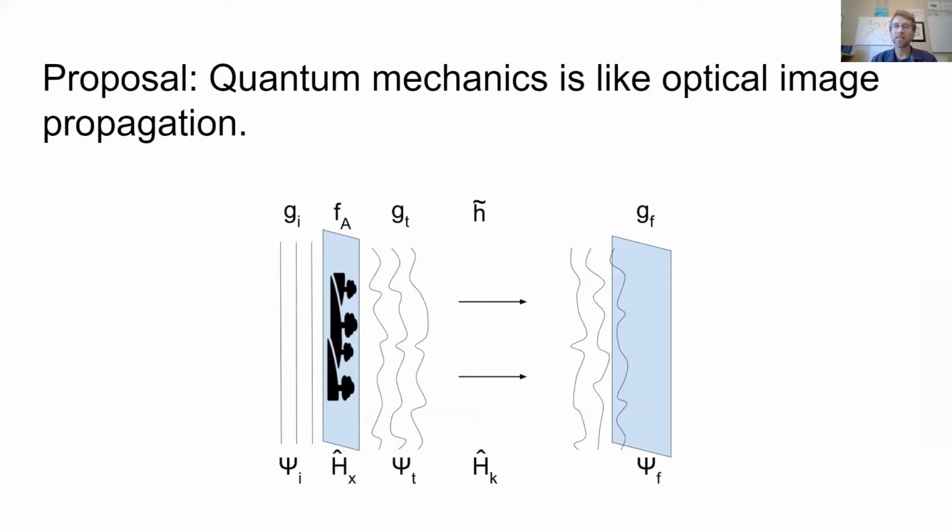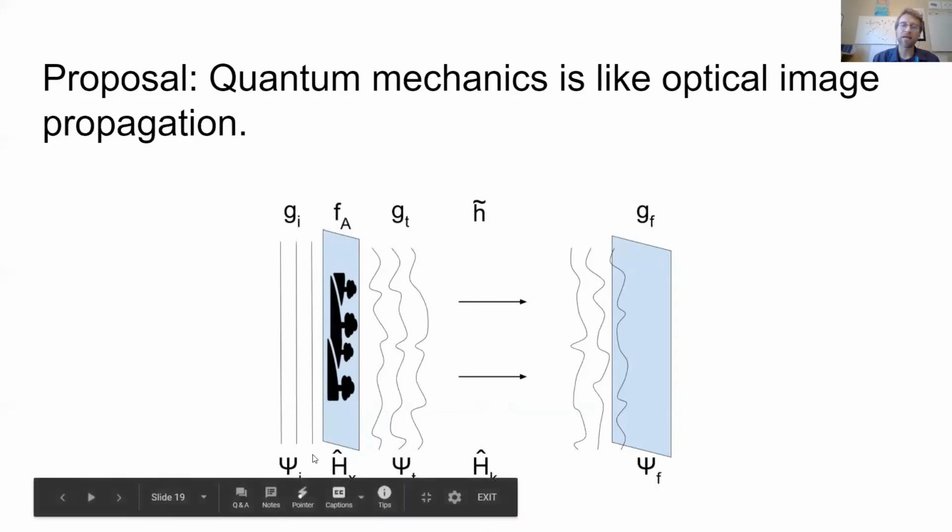So quantum mechanics is like optical image propagation. You start with a plane wave coming in, illuminating the film. And this film is just like a picture of something, or an acetate with something on it, Fa. And from that you get a waveform, GT. And that propagates with the impulse response, that's H, and lands on a screen with the final waveform, GF.